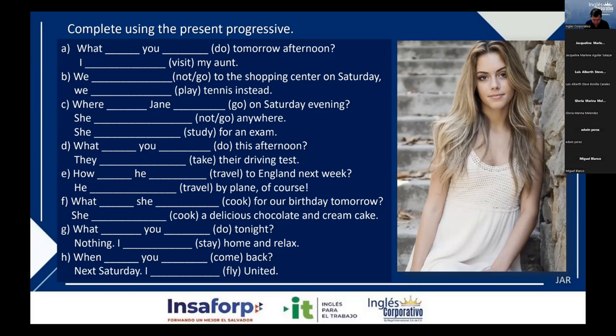What are you doing this afternoon? They are taking their driving test here. They're driving this.